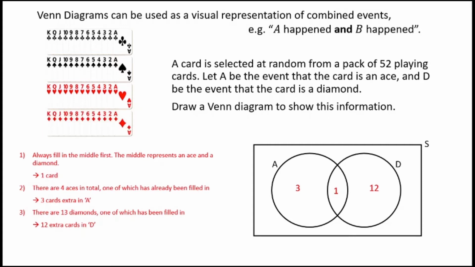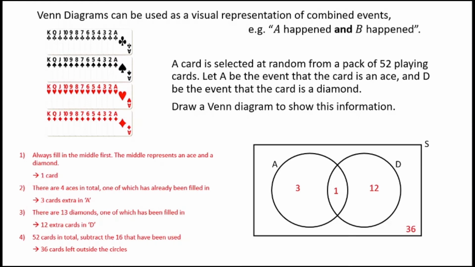Okay, a lot of people at this stage think they're finished with the Venn diagram, but we should always check to see whether or not there are any outcomes that are on the outside of both of these sets. There are 52 cards in the deck. So far, I've only accounted for 16. There's another 36 cards that are neither aces nor diamonds.